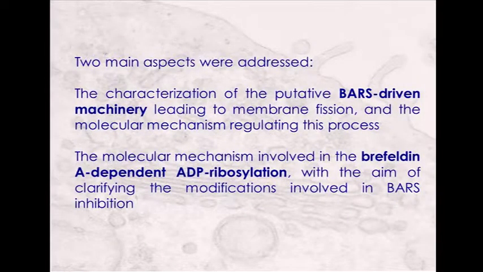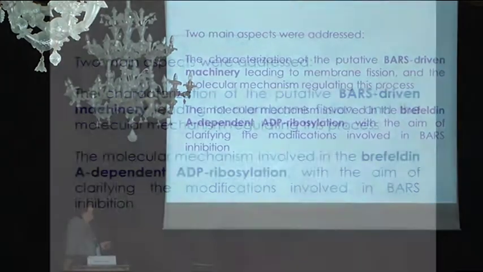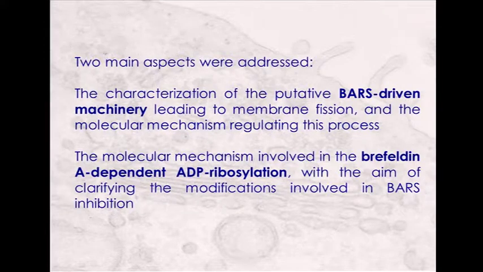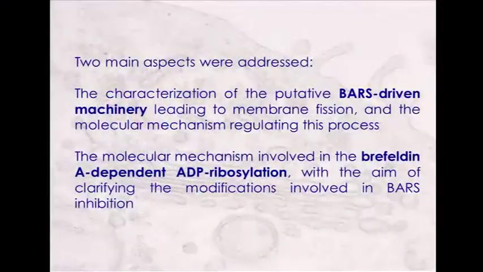Knowing all this, and knowing that the protein is relevant in the cellular process, of course, we addressed in the last few years two relevant questions. How is BARS working? I mean, what is the machinery leading to fission? And since this was our starting point, how is the ADP ribosylation involved in this event? What is the Brefeldin A mechanism of action?